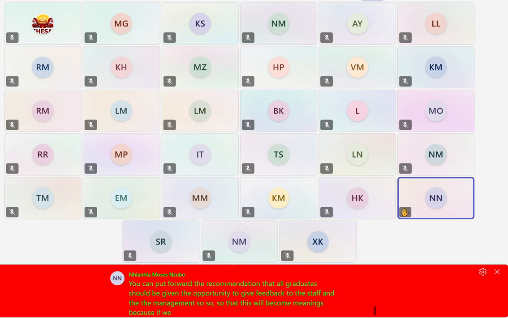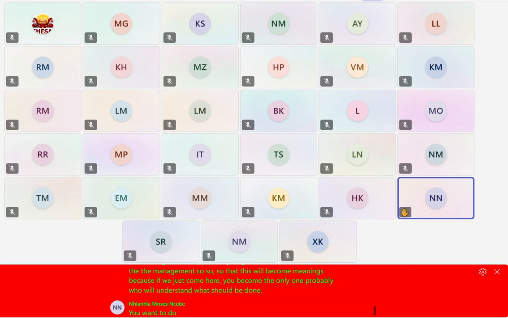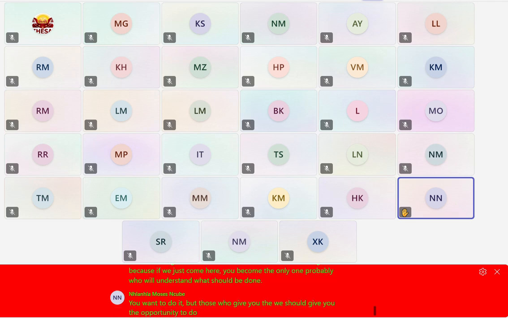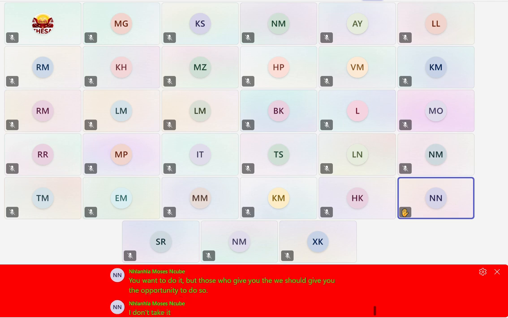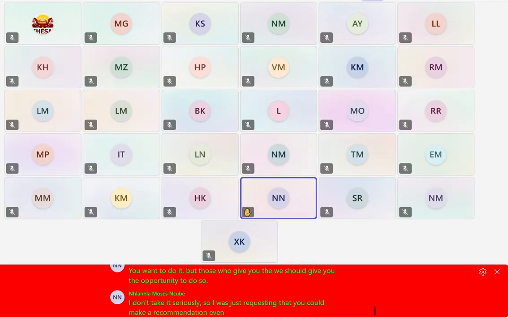Because if we just come here, you become the only one probably who will understand what should be done. You want to do it, but those who should give you the opportunity to do so don't take it seriously. So I was just requesting that you could make a recommendation even to the college that we get that opportunity. Thanks.